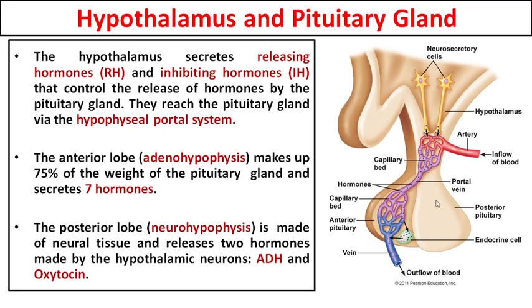The posterior lobe or posterior pituitary is called neurohypophysis. We will see later on why it is called neurohypophysis when we discuss the posterior pituitary. It is made up of neural tissue and it releases 2 hormones, ADH or antidiuretic hormone, and oxytocin.